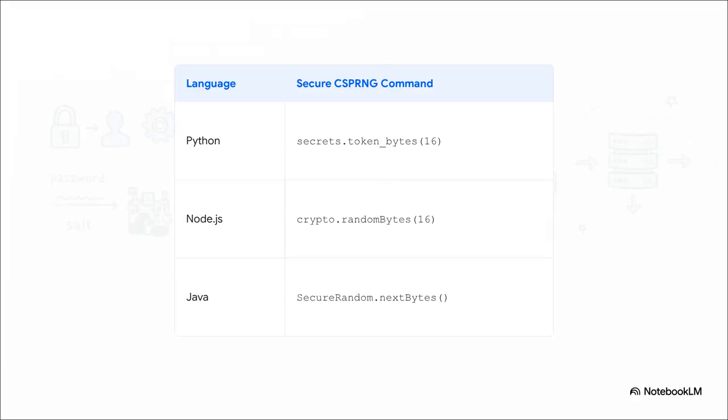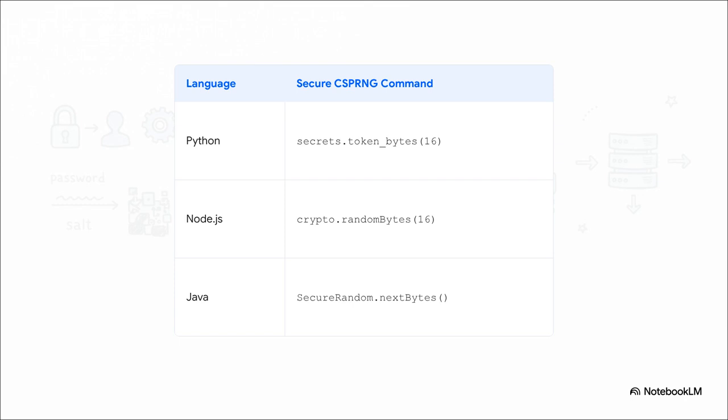This is where I see developers reach for the wrong tool all the time. Please never ever use standard math random functions like Math.random. They are not cryptographically secure because their outputs are actually predictable. What you absolutely need is a cryptographically secure pseudorandom number generator, or a CSPRNG. The exact command depends on your language.